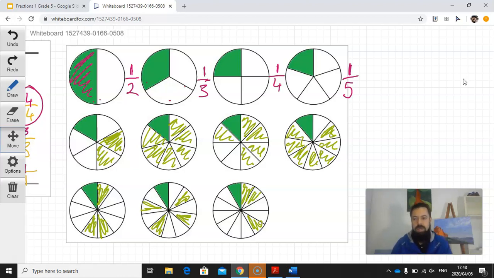Now that you've got the hang of it, you shouldn't need quite as long. We've got about half a minute left. Remember, to find the denominator, you ask how many pieces there are all together. And to find the numerator, you ask how many of those pieces are colored in or shaded, or how many pieces you have.